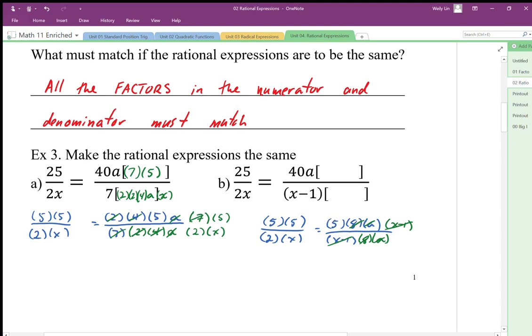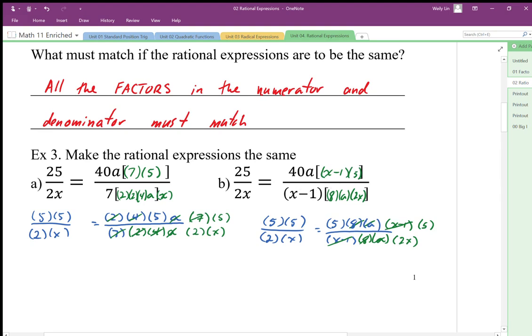So now I just have one 5 here, so I need to introduce another 5. So I have 5 times 5 on the top, the top matches, and then I have 2 times x on the bottom. So then the factors that are introduced here are going to be x minus 1 times 5. Write that all in the same brackets, times 5. On the bottom here I have 8 times a times 2x. Those things will cancel out, so when these cancel out, we're going to end up with 25 over 2x on the right hand side of this expression.